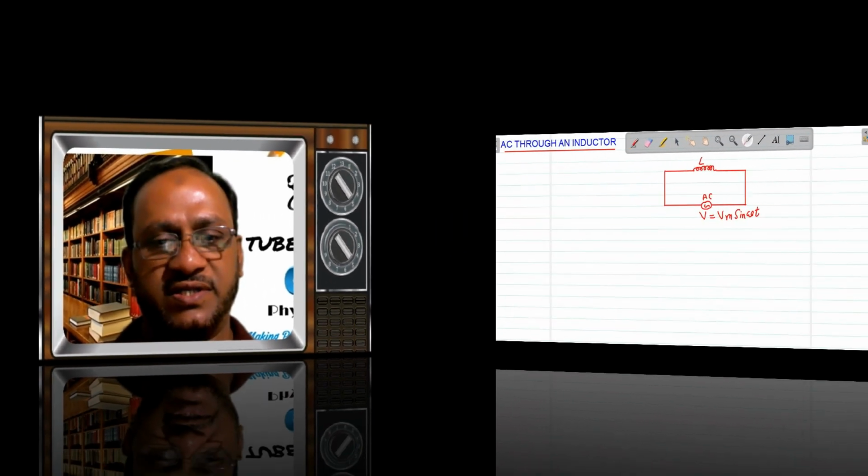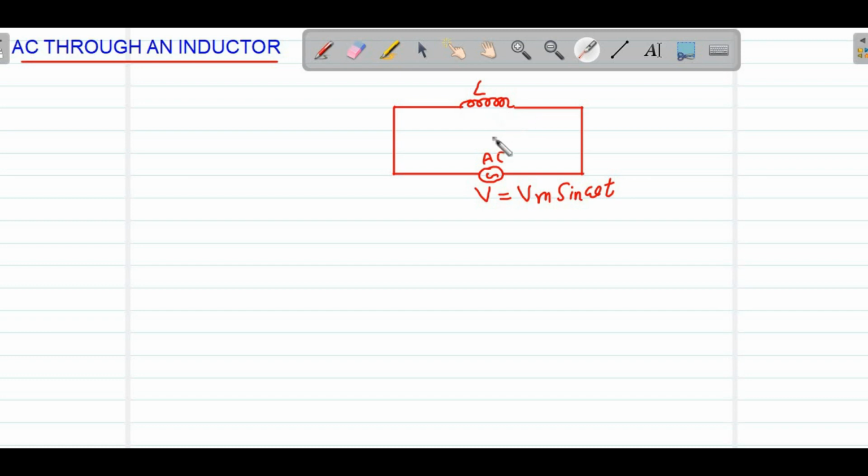Okay, all of you listen. Today I am going to explain AC through an inductor, that is, an AC circuit with an inductor coil connected in it. You can see what the effect of an inductor in an AC circuit is.